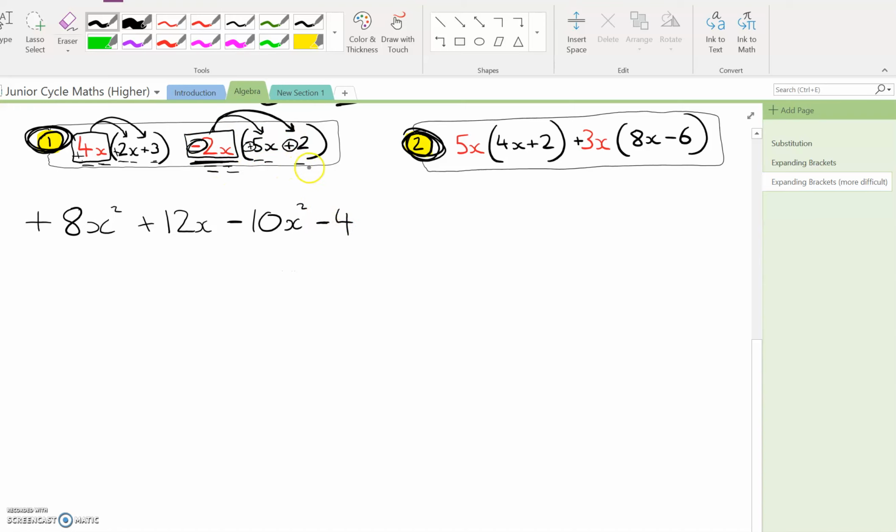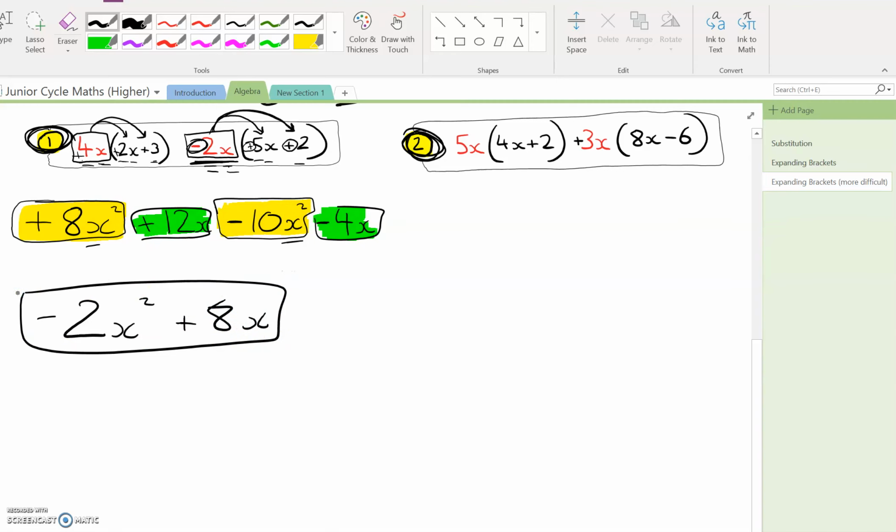Let's put our like terms together now. This is the final step. We have x squareds here and we have them here. But remember, highlight the sign in front as well. And what else do we have? We have x's here. Look at it there. But highlight the sign in front as well. And we have x's here. Highlight the sign in front as well. Let's get our calculator and put them together. Plus 8 minus 10 is minus 2. And what were we dealing with? The x squareds. Plus 12 minus 4 is plus 8x. That's the answer to that one.